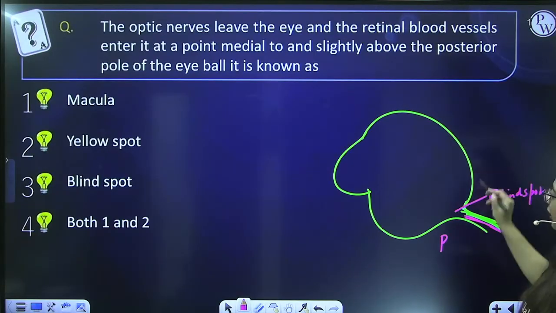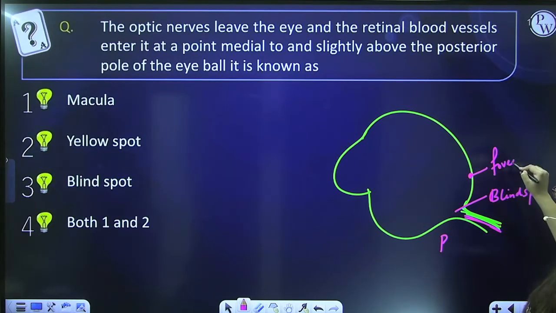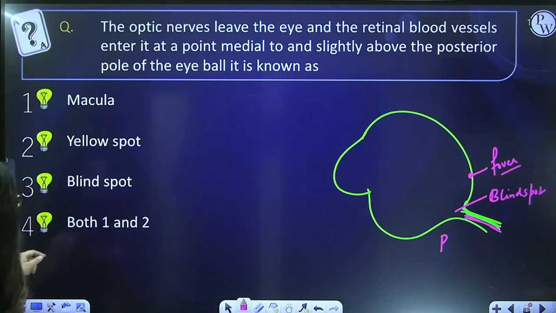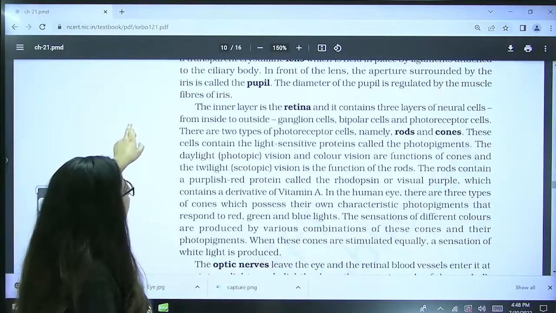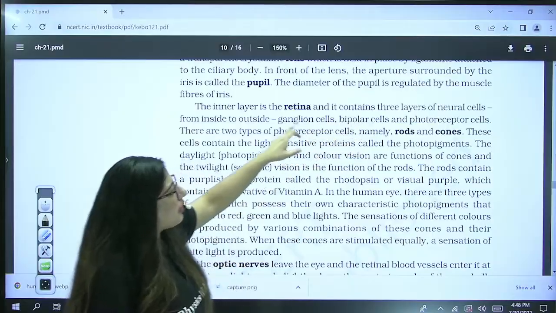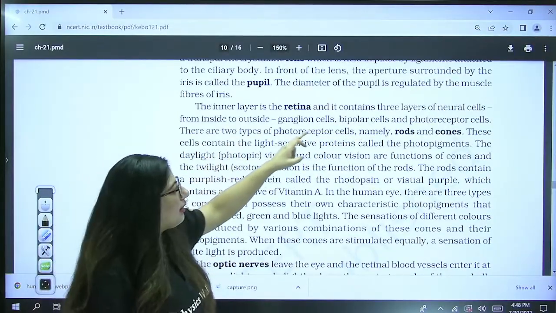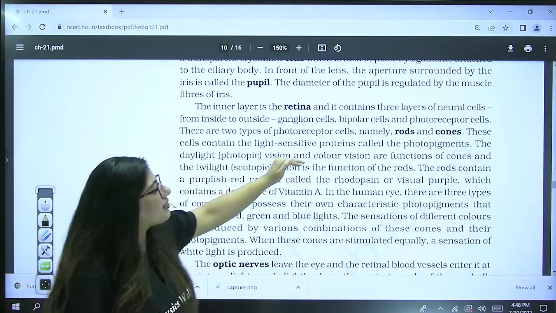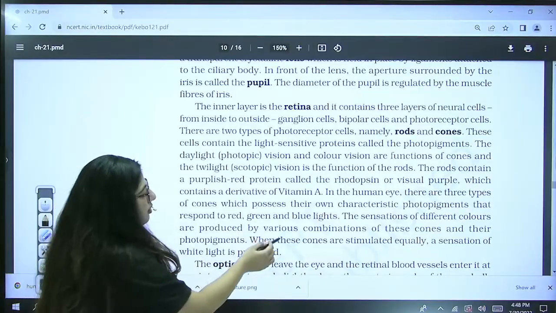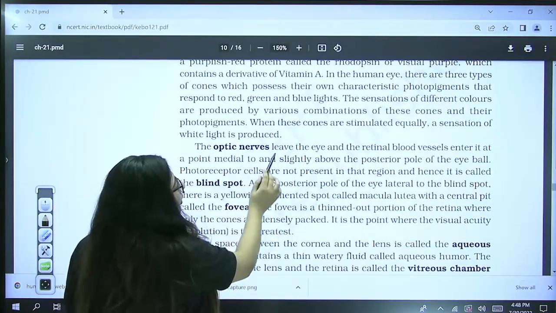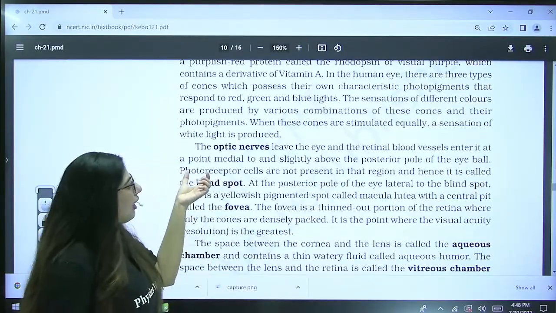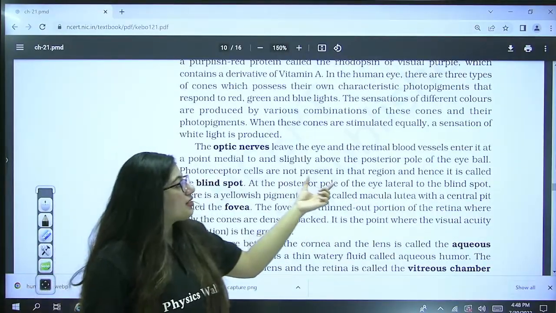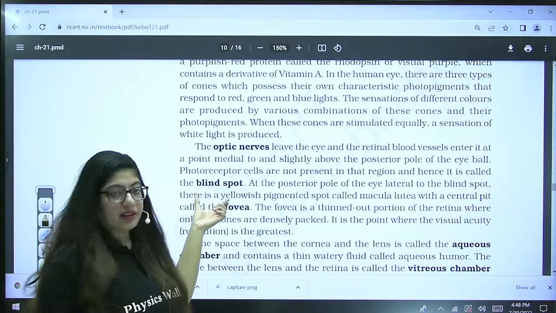Now lateral to the blind spot is present the fovea. If you read the NCERT, it says lateral to it. I'll make you read that also. Here you can see the inner layer is the retina and contains 3 layers of neural cells from inside to outside: ganglion, bipolar, photoreceptor. There are 2 types of photoreceptor cells, rods and cones. These contain light sensitive proteins called photopigments. So let's move to that line which I am talking about. The optic nerve leaves the eye and the retinal blood vessel enters it at a point medial to and slightly above the posterior pole of the eye. Photoreceptor cells are not present in that region and hence this is the blind spot.